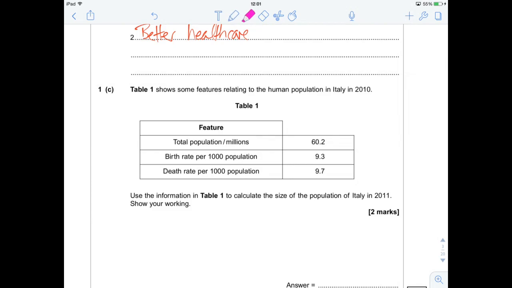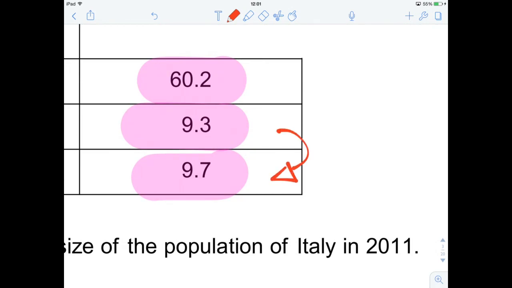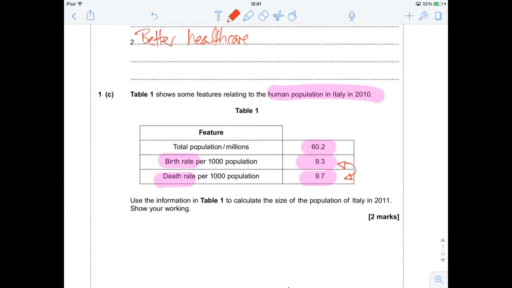So we've got some information about human population in Italy in 2010. We've got information about the total population, which is 60.2 million. We've got information about the birth rate per 1,000, which is 9.3, and the death rate per 1,000, which is 9.7. First thing you should be looking at is these two numbers here. And we can see that the death rate per 1,000 is higher than the birth rate. So this is going to be a shrinking population. So we should expect the next year's population to be lower than the 2010 figure. So keep that in mind.